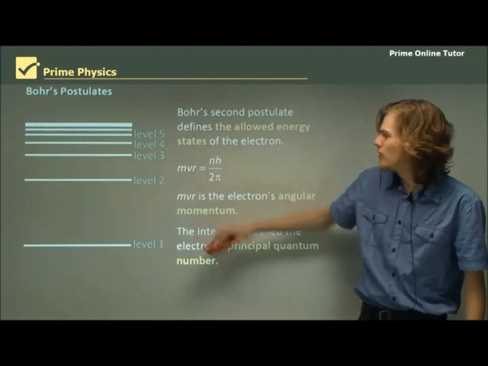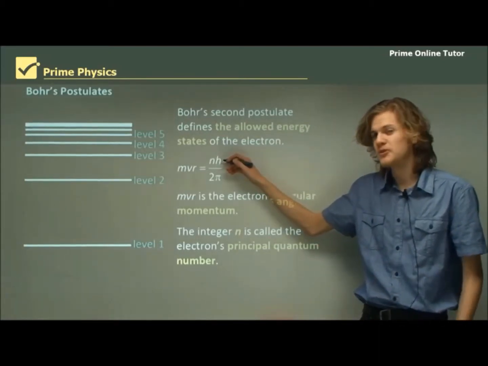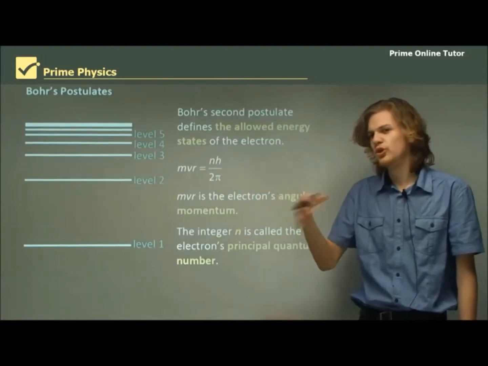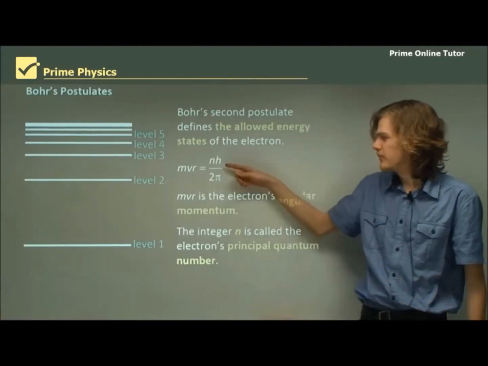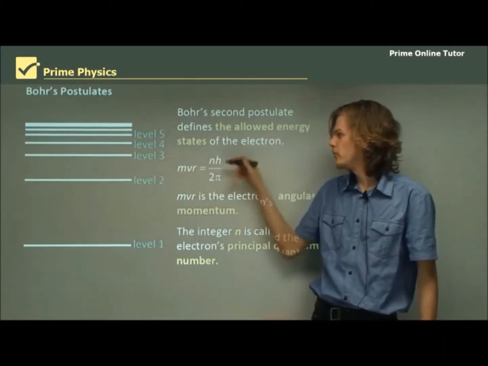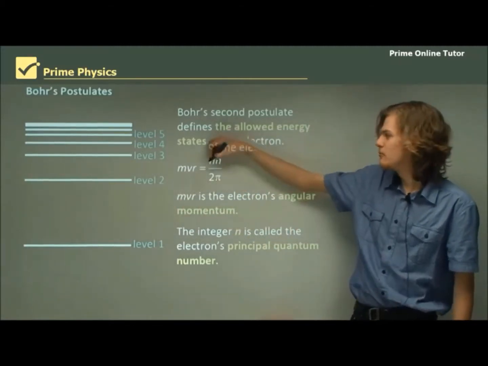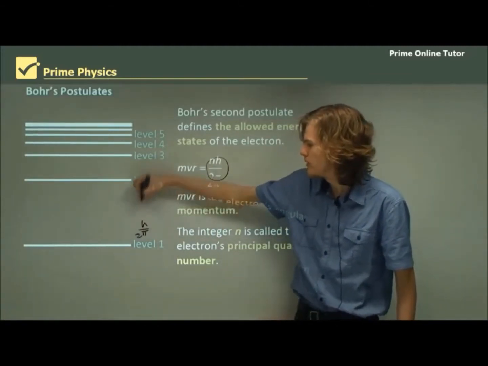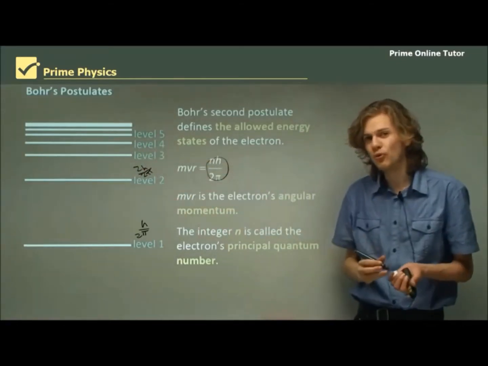We can see that there are a few other letters in here, so I'll just quickly go through them. h is Planck's constant, which you should be familiar with by now. Pi is the circle number, 3.14-ish. And so this means that the quantum number of the bottom energy level is 1. And so the angular momentum here will be given by this expression. So this will be h over 2 pi. This will be 2h over 2 pi, and so on and so forth.